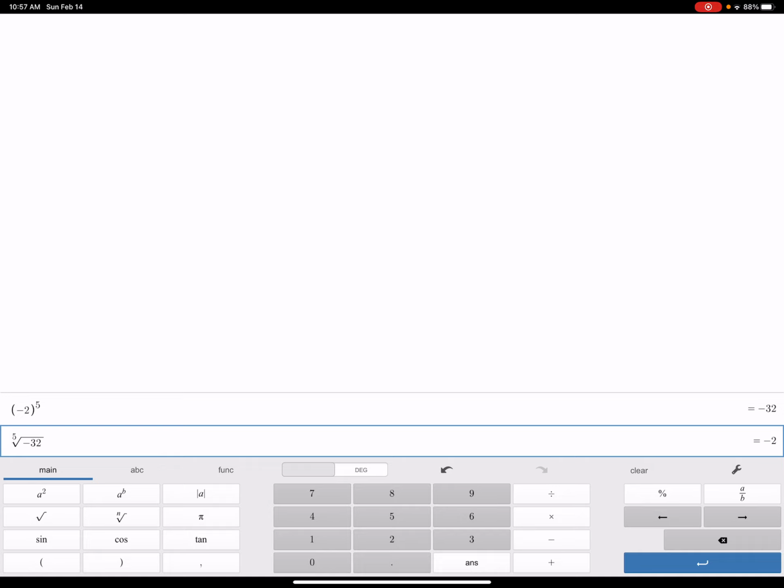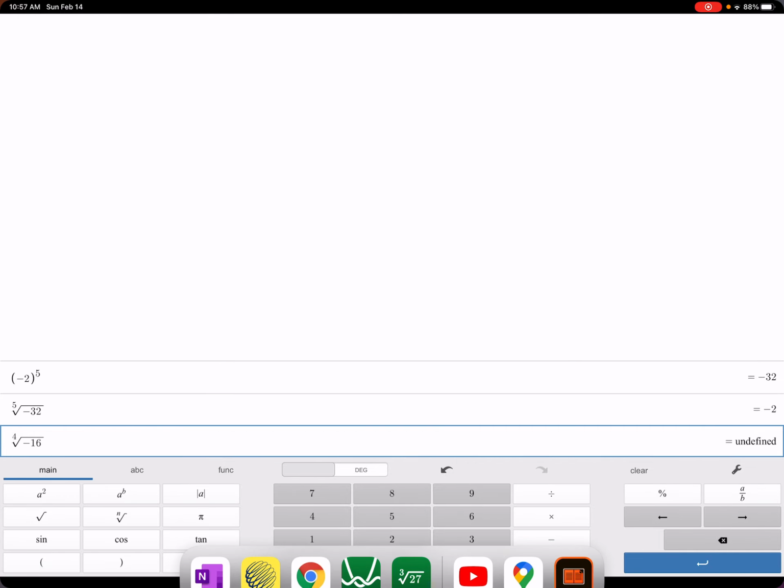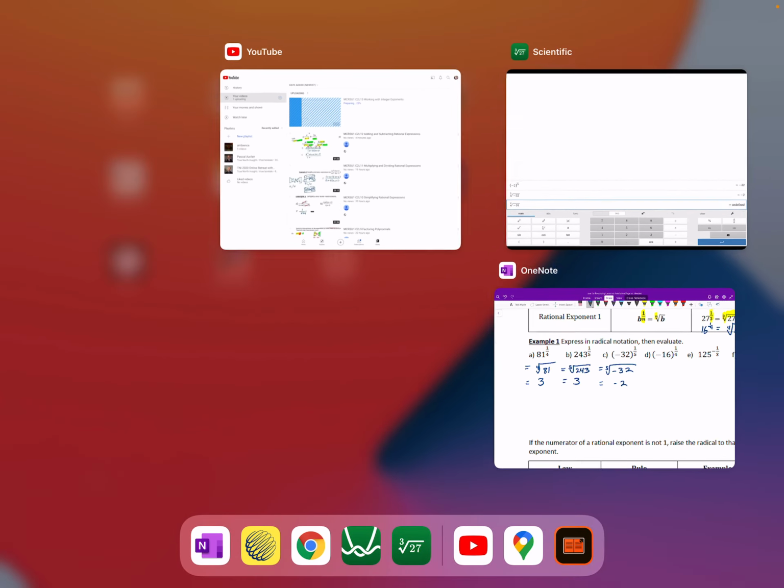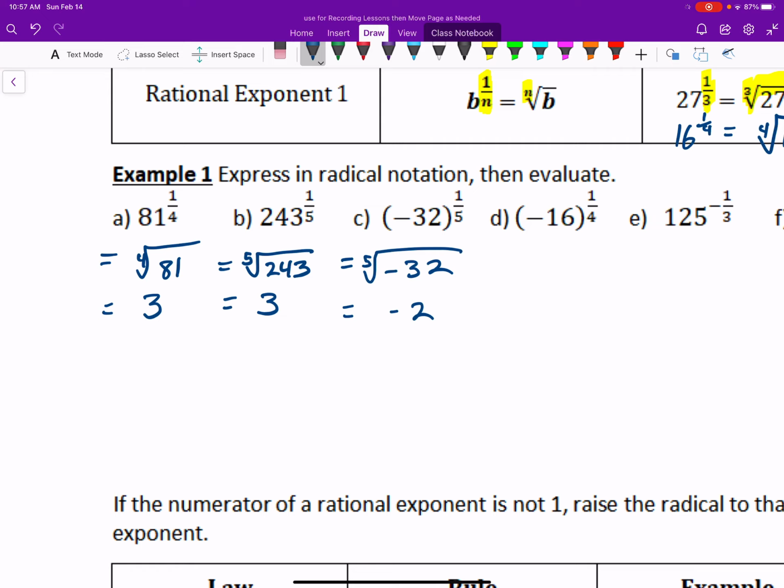But I can't do even roots of negative numbers, as I pointed out. So if I try to take, say, the fourth root of negative 16, my calculator tells me it's undefined, which is its way of saying error. Because there's no number I can multiply by itself 4 times to equal negative 16.